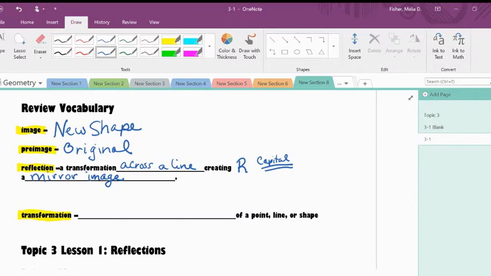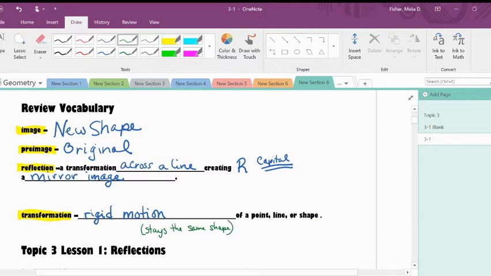And a transformation is a rigid motion of a point, line, or shape. Okay, so that means that the shape stays the same. So if you need to make note that a rigid motion stays the same shape, just basically moves it, okay?